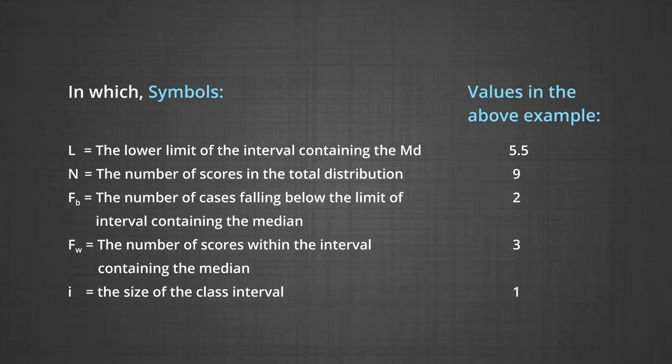L stands for the lower limit of the interval containing the median, which in our example is 5.5. N stands for the number of scores in the total distribution, which is 9. FB stands for the number of cases falling below the limit of the interval containing the median, which is 2. FW, the number of scores within the interval containing the median, in our example is 3. I stands for the size of the class interval, which is 1.